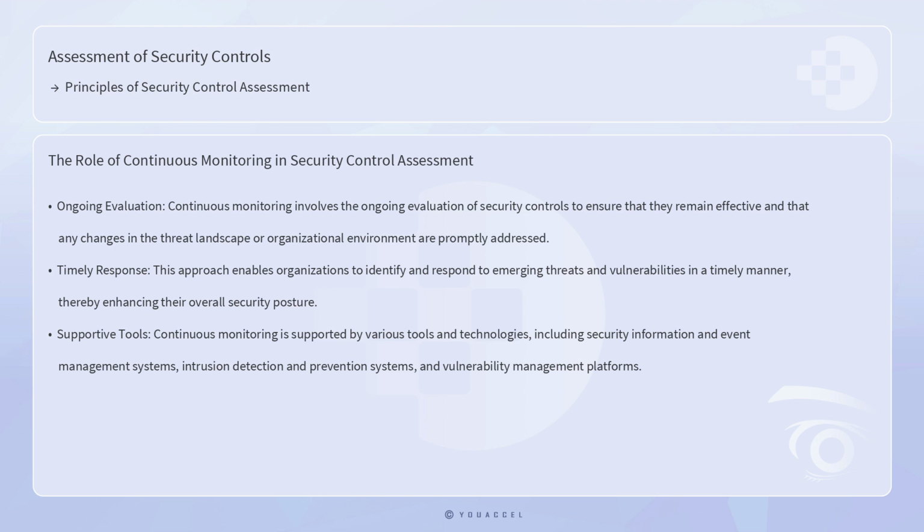overall security posture. Continuous monitoring is supported by various tools and technologies, including security information and event management systems, intrusion detection and prevention systems, and vulnerability management platforms. These tools provide real-time visibility into the security status of information systems and enable organizations to detect and respond to security incidents more effectively.